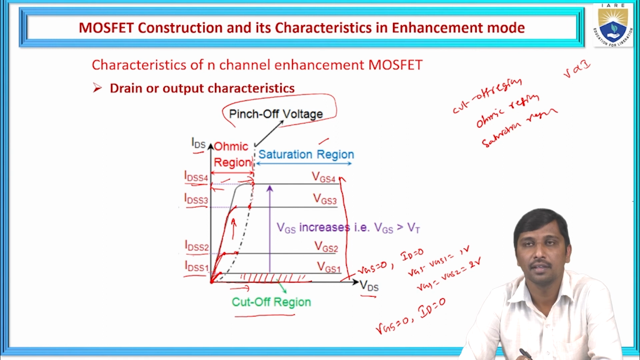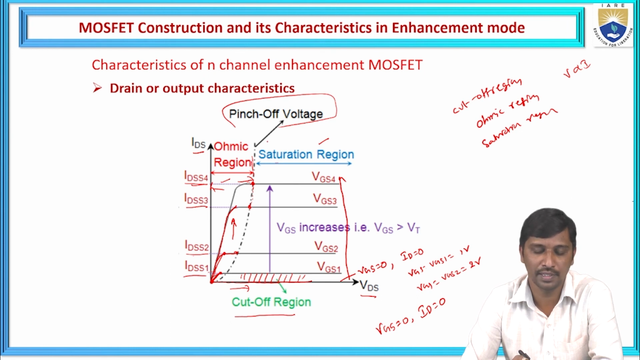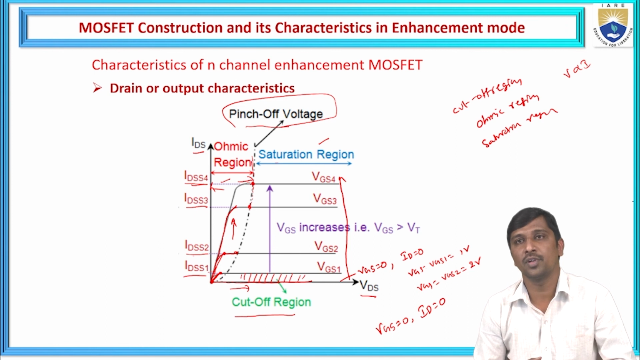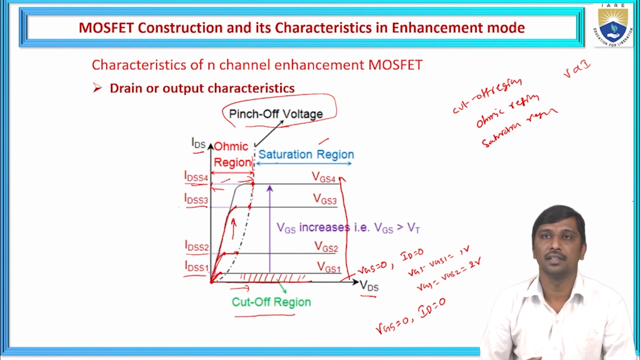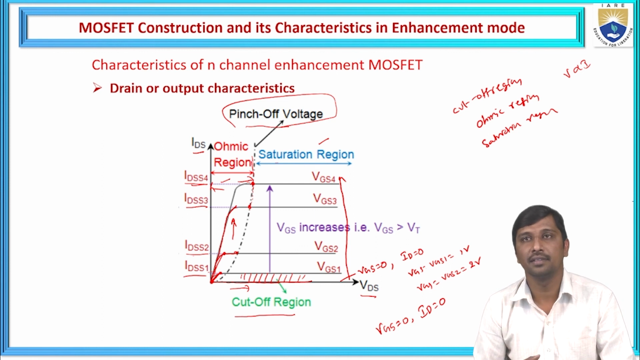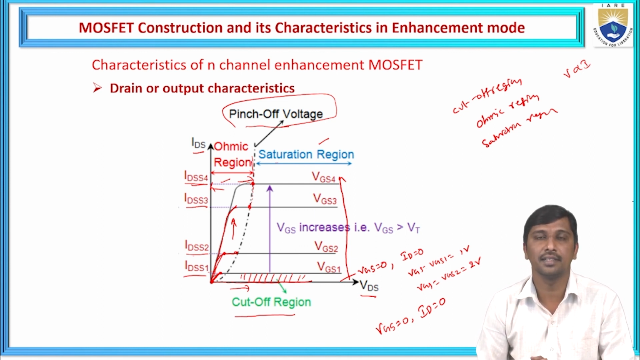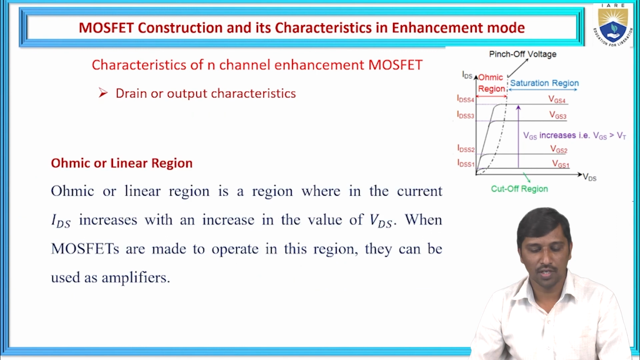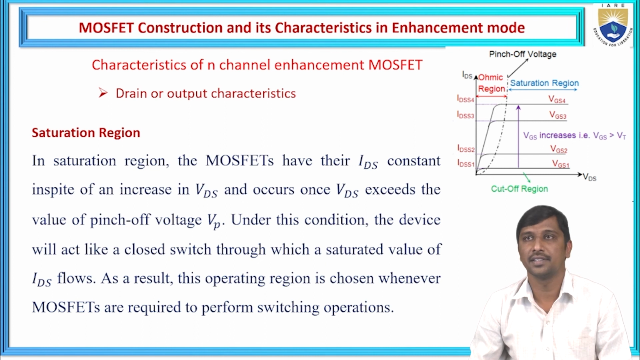And the region where the drain current becomes constant or saturated is called the saturation region. The voltage at which your drain current becomes saturated is called the pinch off voltage. So these are the four important parameters observed from these drain characteristics: the cutoff region, the ohmic region, the saturation region, and the pinch off voltage. So the same points I explained here: what the ohmic region is, what the cutoff region is, and what the saturation region is.